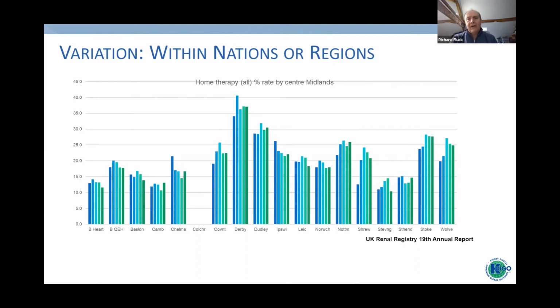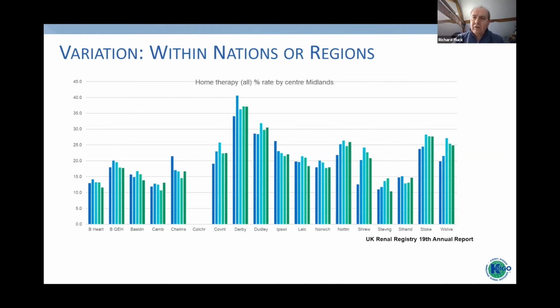What about variation within nations or regions? So again, let me show you some data from the UK. So this is my home patch here in Derby. These are years from about 2012 up to 17 or so. And this is the percentage of dialysis patients on home therapies by the provider centres within this neck of the woods, so covering a population of about 15 million or so.